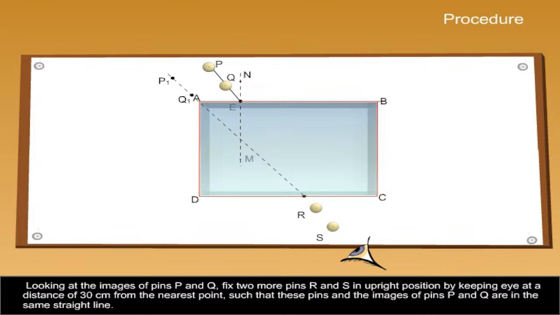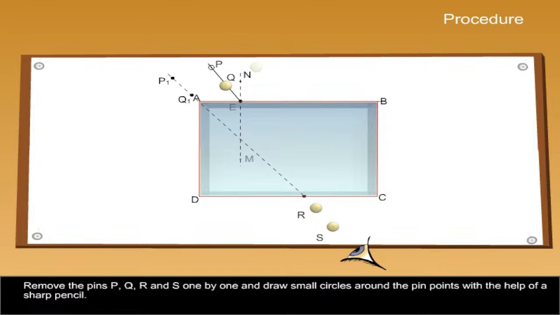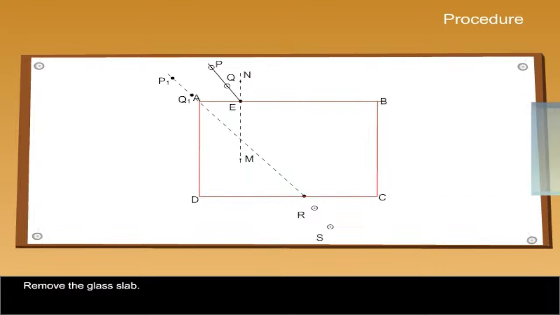Looking at the images of pins P and Q, fix two more pins R and S in an upright position by keeping the eye at a distance of 30 centimeters from the nearest point, such that these pins and the images of pins P and Q are in the same straight line. Remove the pins P, Q, R and S one by one and draw small circles around the pin points with the help of a sharp pencil. Remove the glass slab.